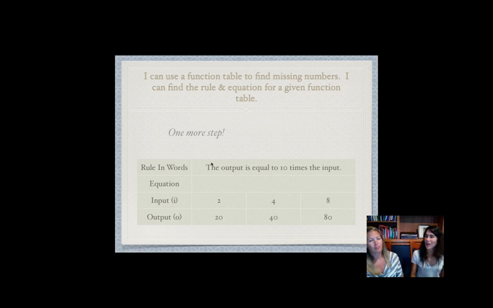And there you go. Okay, so same problem here. The output is equal to 10 times the input. Now we get to shorten it. So, we're going to use these variables here: I for input, O for output. So my equation is going to be the output equals 10 times the input. You could also write 10 times the input equals the output. The equal sign could go on either side. We could even do input times 10 equals output.